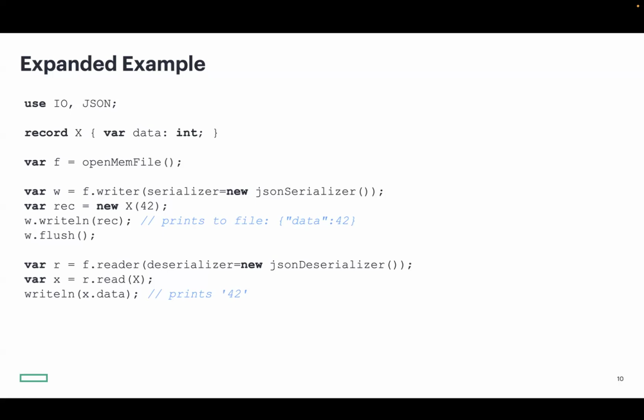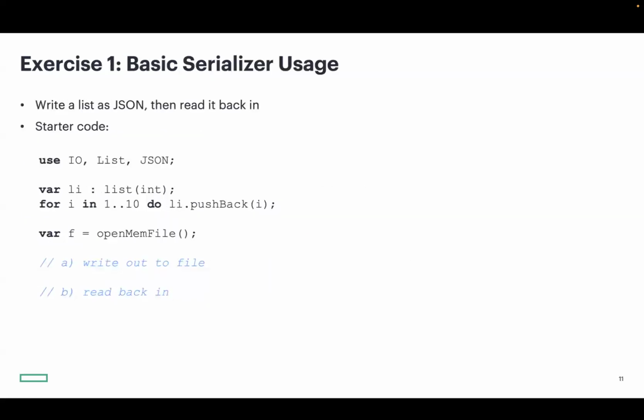This brings us to our first exercise, where your mission, should you choose to accept it, is to write a list as JSON and then read it back in. I have some starter code on the slide here. In chat, just before this tutorial started, I posted a link to the GitHub repo where you can start from the exercise1.chpl file. I'll give people a minute or so to try that out for themselves. It's also a good time for any questions if anyone has any.